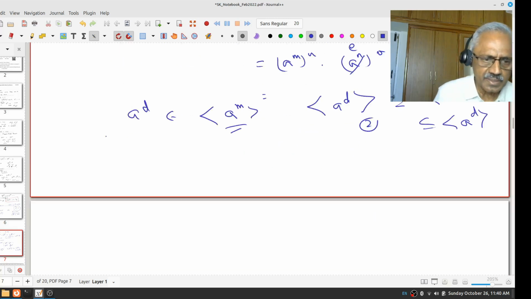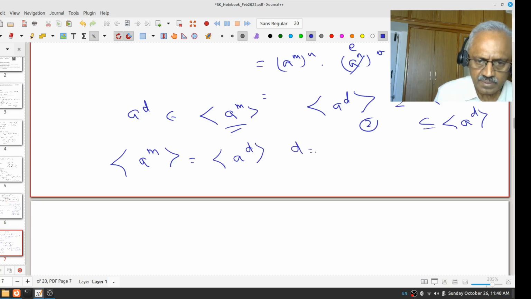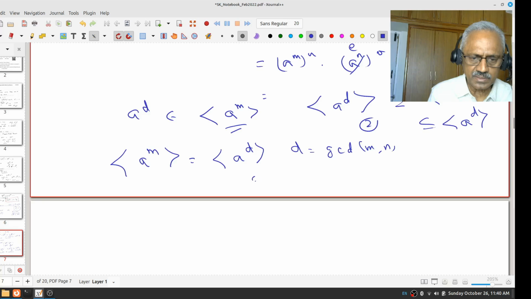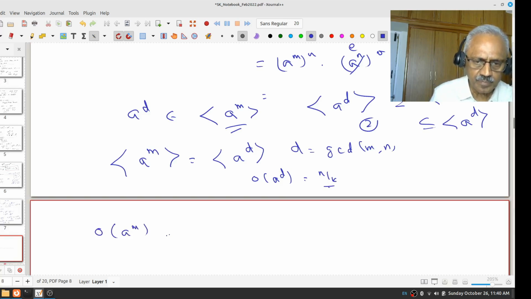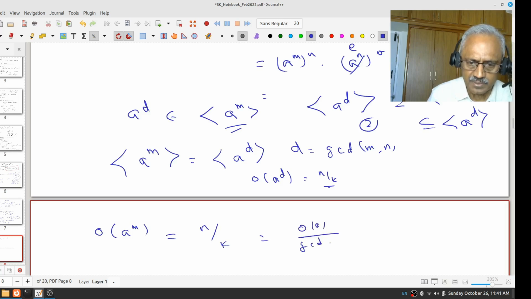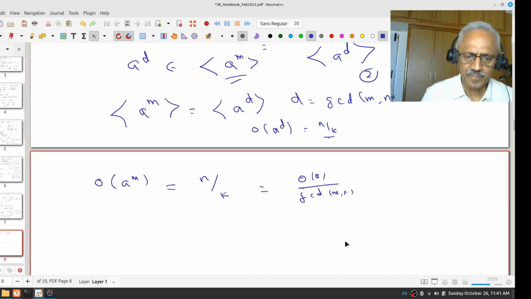Therefore we have proved our result. The cyclic subgroup generated by a to the power m is the same as the cyclic subgroup generated by a to the power d. What is d? d is the GCD of m and n. Now what is the order of a to the power d? We already saw that d is a divisor, because remember it's a divisor of n. Therefore the order is n by d. Therefore the order of a to the power m is n by d, that is, the order of a divided by the GCD of m and n. Pause, review, proceed.